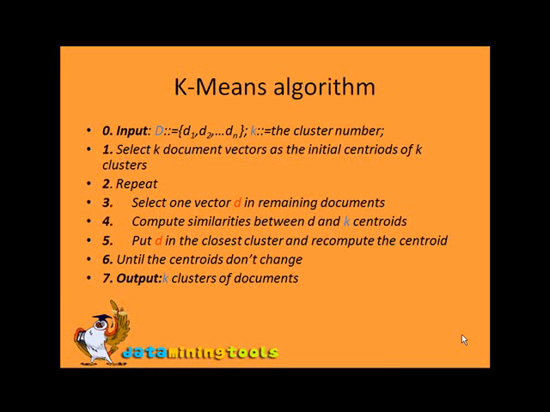Let's understand the K-means algorithm. Suppose D is the input set and k is the cluster number. Then select k document vectors as the initial centroids of k clusters. Then repeat this: select one vector d in the remaining documents, compute similarities between d and the k centroids, then put d in the closest cluster and recompute the centroid. Go on doing this until the centroids do not change. So the output will be k clusters of documents.